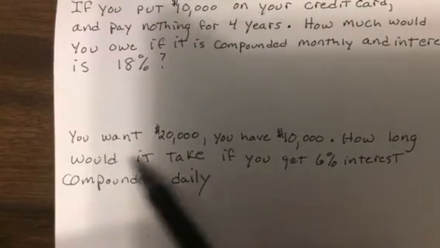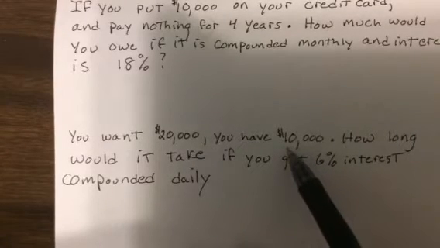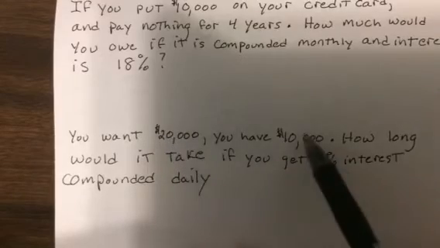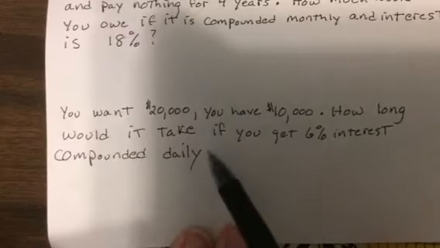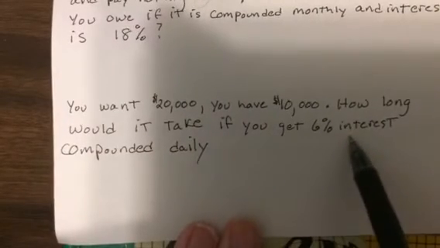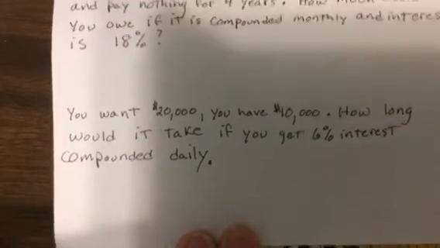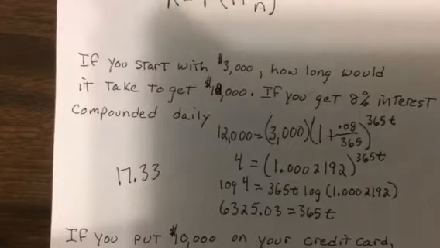Then the second problem, you want 20,000, you have 10. Another way of saying this is, how long does it take till your money doubles? Because you have 10, it's going to 20. How long would it take if you get 6% interest compounded daily? Okay, so that's the 2 problems I want you to do for homework.